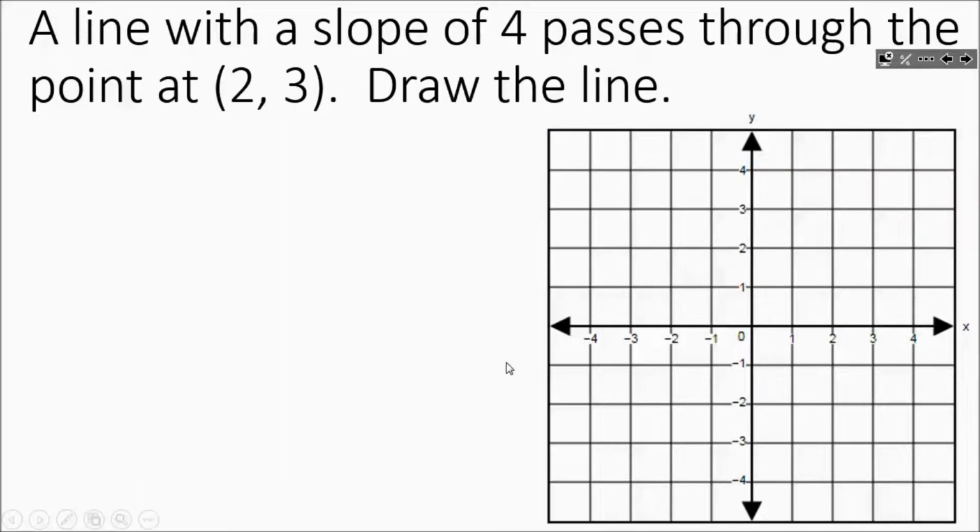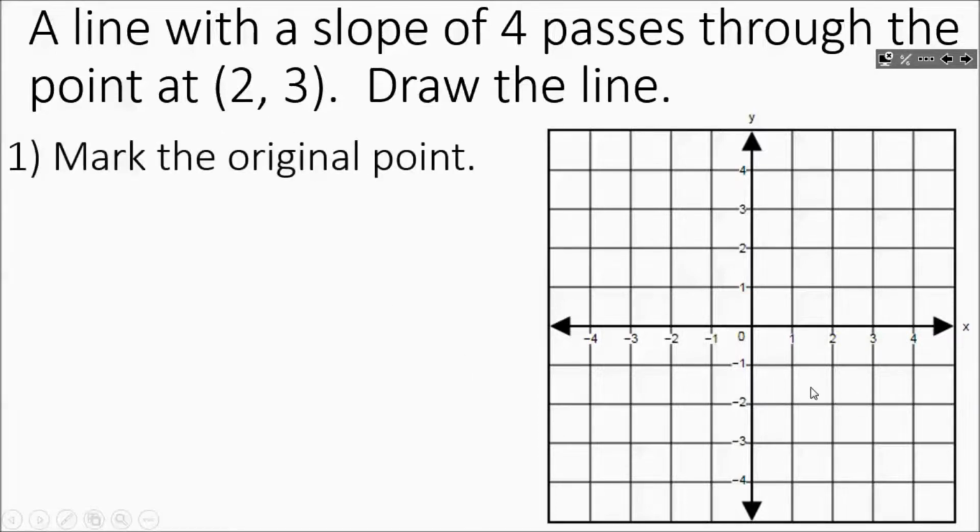A line with a slope of 4 passes through the point of +2, +3. We're going to draw the line. We're going to mark our ordered pair of 2, 3. We're going to find, hey, that's a +2 on the x-axis, that's a +3 on the y-axis. Here's where they align. That's the point.